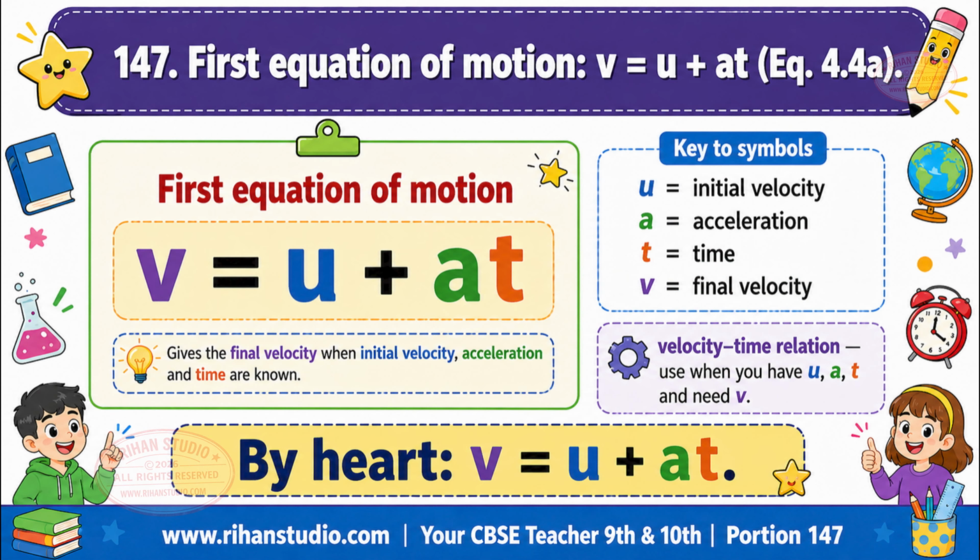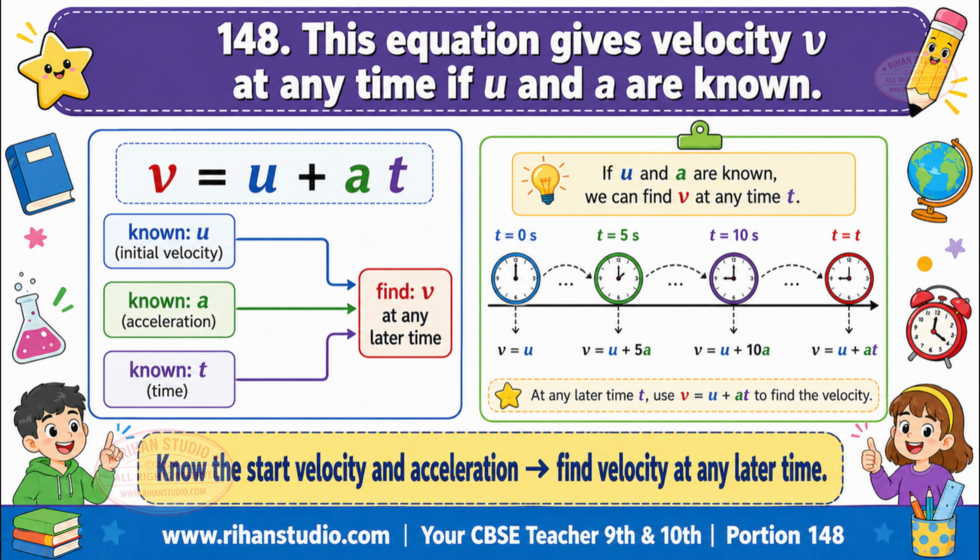First equation of motion: v equals u plus at. This is the first equation. Use it when you have u, a, and t, and need v, the velocity-time relation. By heart, v equals u plus at. This equation gives velocity v at any time if u and a are known. Its meaning: knowing the starting velocity and the acceleration, you can find the velocity at any later time.